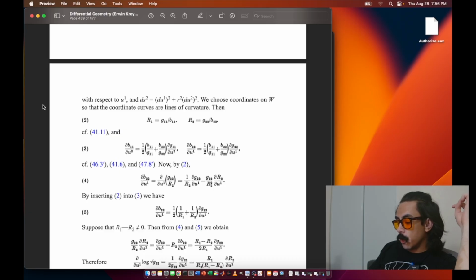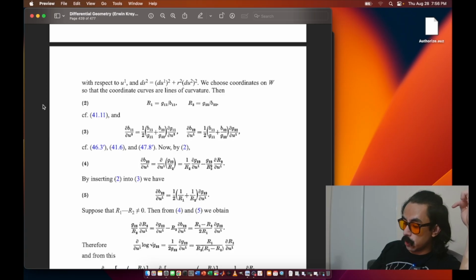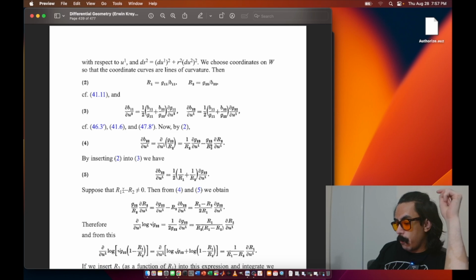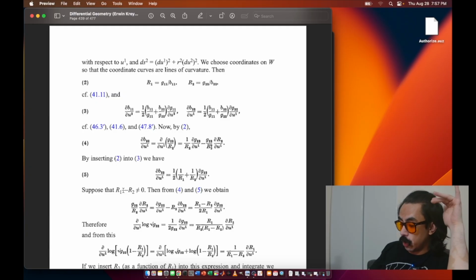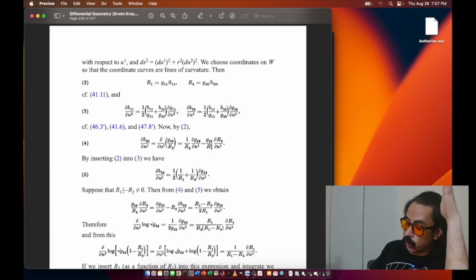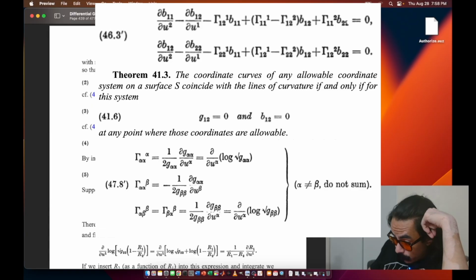Then R sub 1 equals G sub 1 1 over B sub 1 1, and R sub 2 equals G sub 2 2 over B sub 2 2, for which refer back to expression 41.11. And partial B sub 1 1 partial u2 equals 1/2 times the quantity B sub 1 1 over G sub 1 1 plus B sub 2 2 over G sub 2 2, closed quantity, times partial G sub 1 1 partial u2, and partial B sub 2 2 partial u1 equals 1/2 times the quantity B sub 1 1 over G sub 1 1 plus B sub 2 2 over G sub 2 2, closed quantity, times partial G sub 2 2 partial u1. And we can refer back to 46.3 prime, 41.6, 47.8 prime.